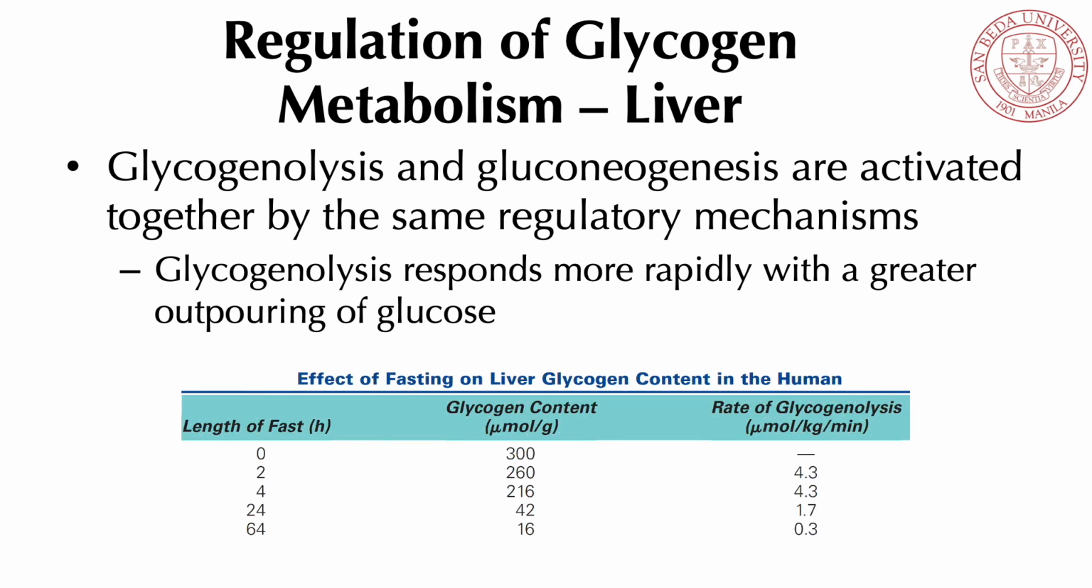Now let's pay attention to this table here. This table showcases effects of fasting on liver glycogen content in humans, and how glycogenolysis responds more rapidly compared to gluconeogenesis. Up until 24 hours of fasting, you can see that the rate of glycogenolysis is fairly constant. However, in a prolonged fast, the rate of glycogenolysis decreases significantly as the liver glycogen supplies dwindle.